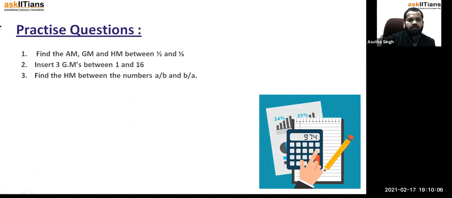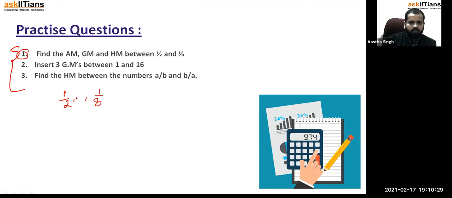These are basically practice questions. Just try to solve them. I will take an example and try to solve the first question: find the AM, GM and HM between 1 by 2 and 1 by 8.